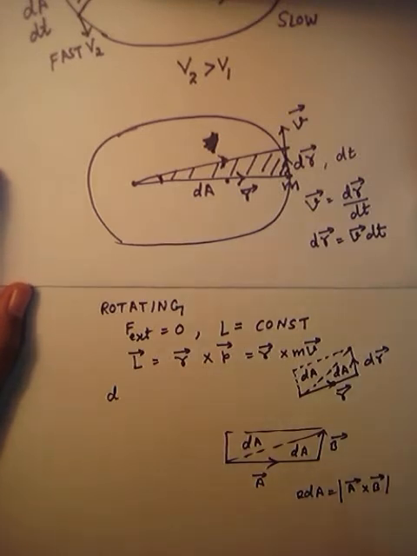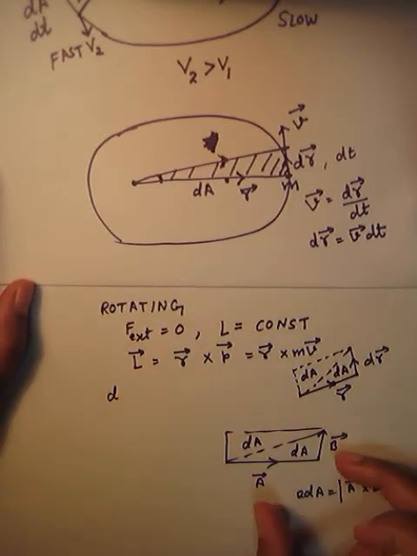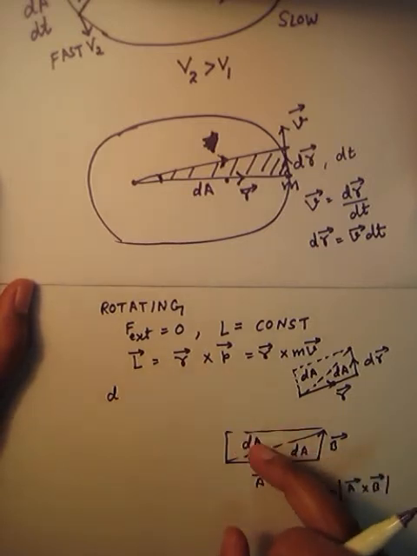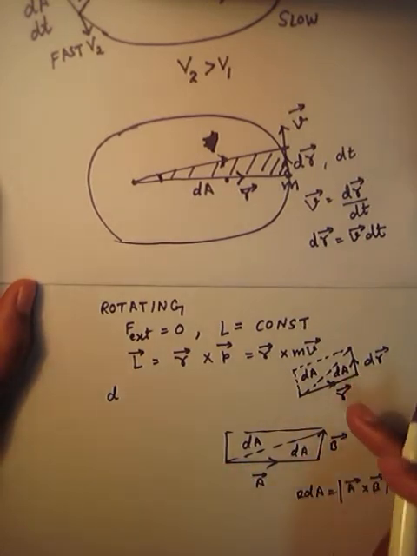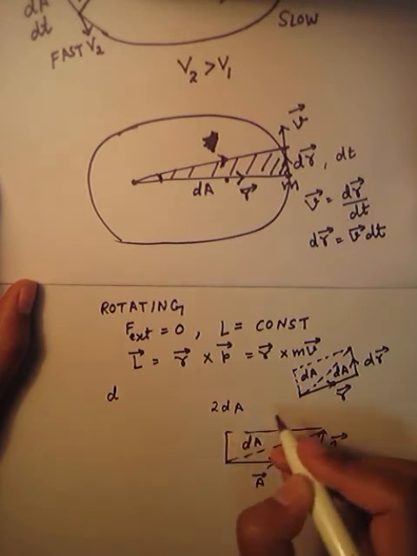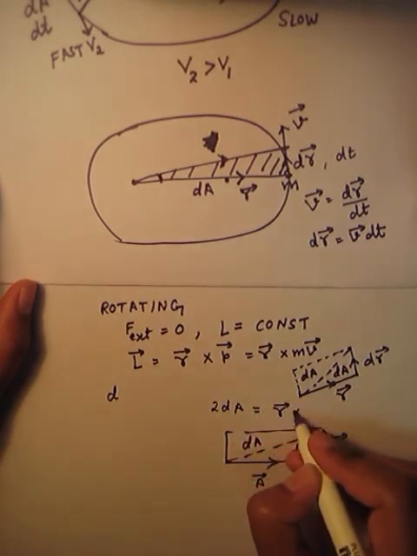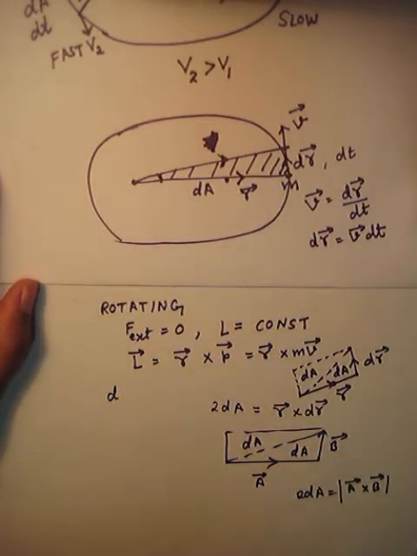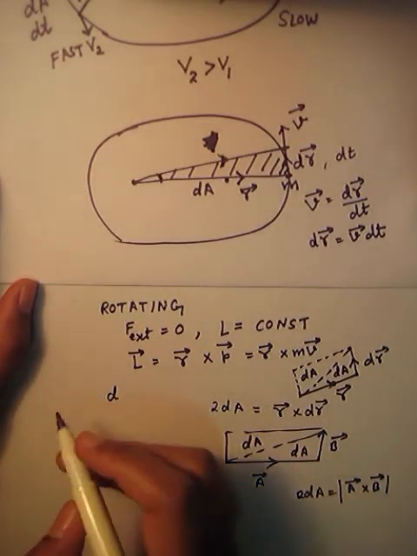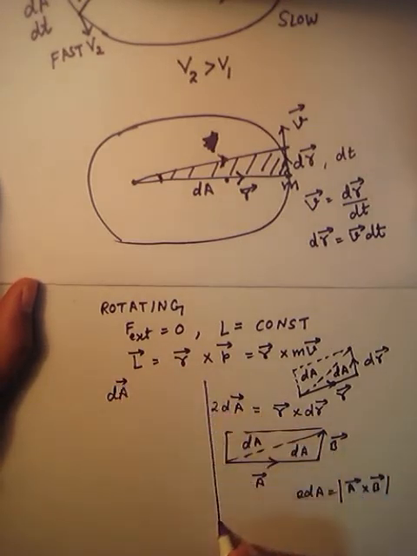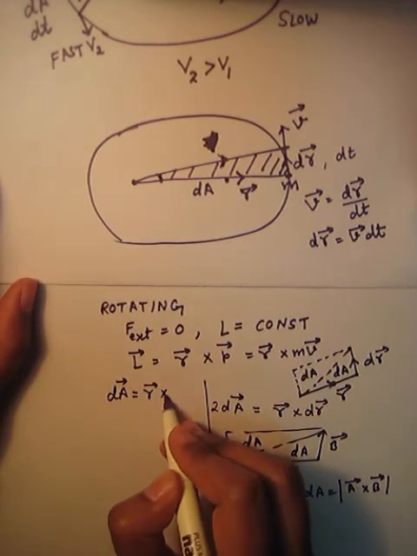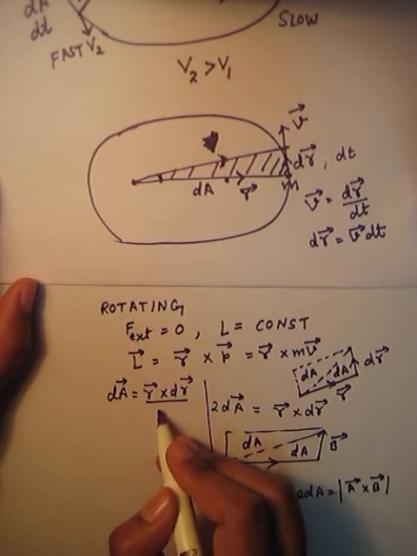This is the rule of the parallelogram in vectors, where if you make a parallelogram with two vectors, then their cross product gives you the area of that parallelogram. In a similar manner, 2dA in this case will be r vector cross dr vector. So dA vector will be equal to r vector cross dr vector upon 2.